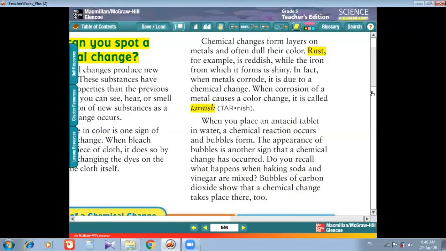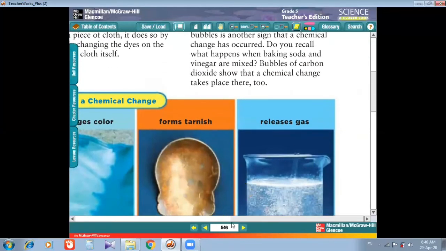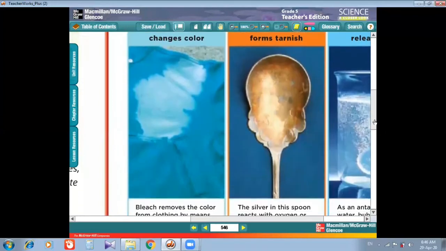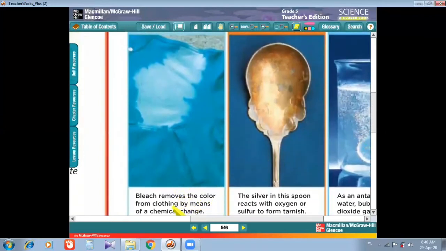Now at the bottom of the page, you have three pictures. This is the first one. Bleach removes the color from clothing by means of a chemical change. There is some bleach on the blue shirt. Now it is whitened, so we say the color is changed. We say this is a chemical change.